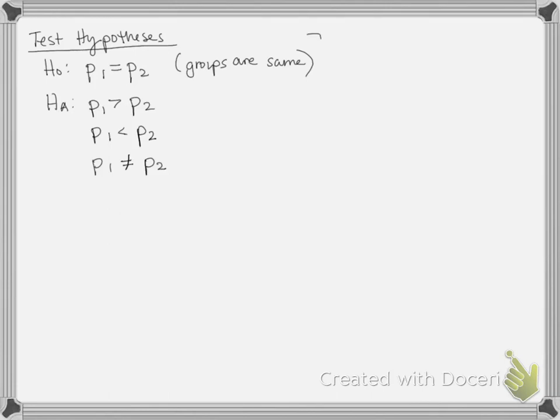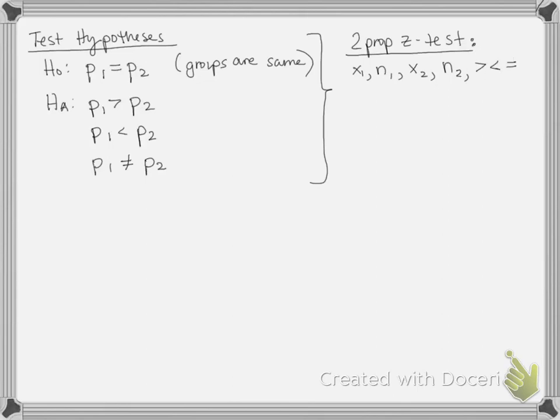And when we go and run this as a 2-prop z-test, we need very specific entries into the calculator. We have to provide the calculator with x1, n1, x2, n2, and the direction of the alternative hypothesis. Okay, so we need to provide it with a ton of information. This would be the same if it was an interval. So you could actually put that this is true for a 2-prop z-test or a 2-prop z-interval.